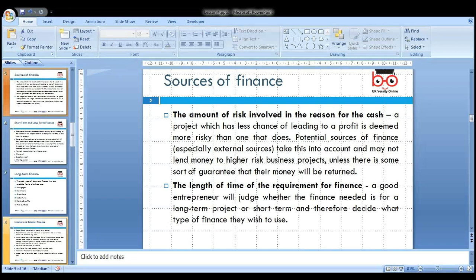A project which has less chance of leading to profit is deemed more risky than one that does. Potential sources of finance, especially external sources, may not lend money to a higher-risk business project unless there is some sort of guarantee that their money will be returned. So that's why, guys, it's important to get a good source of finance with less risk and less interest, and always the goodwill of the company matters.